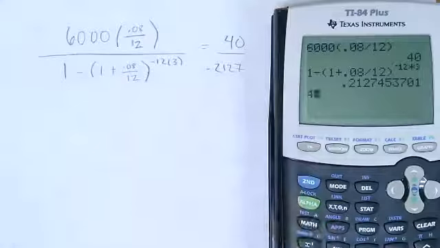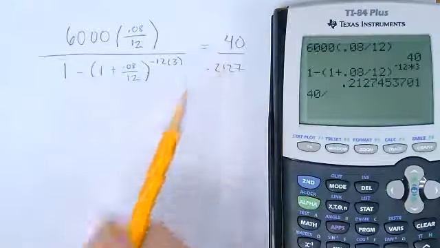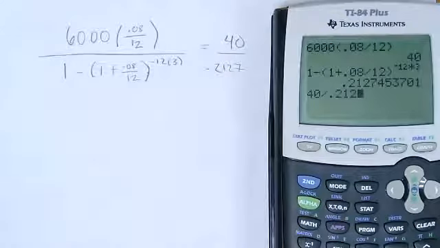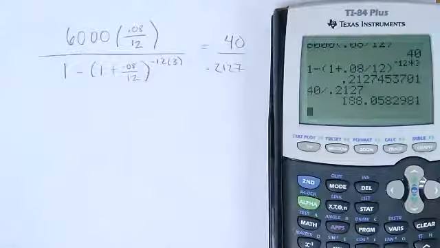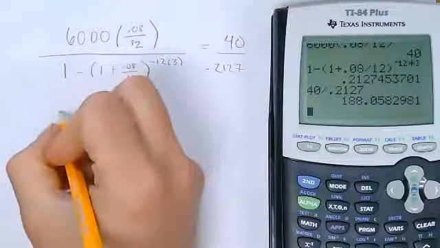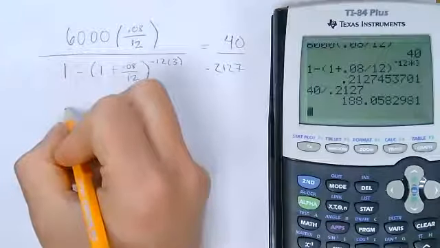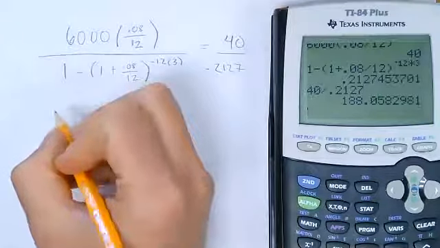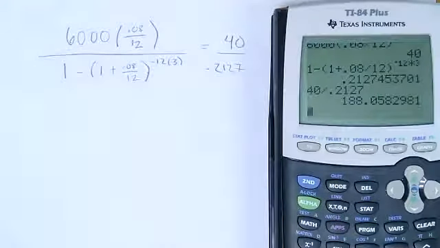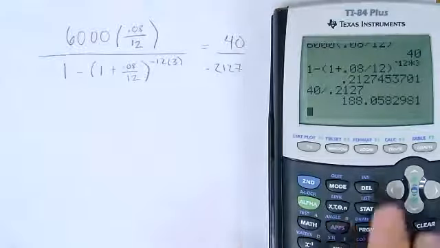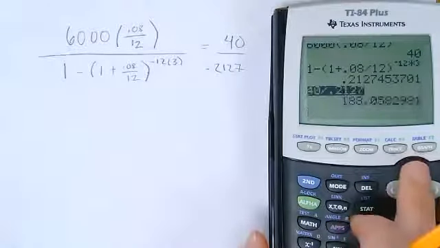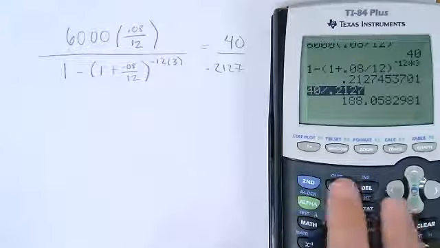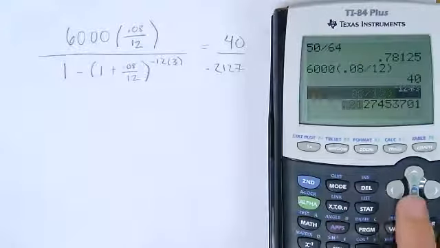Okay, so now I'm going to go 40 divided by 0.2127. Press answer, and I get a rough payment of $188.05. Now, you might notice that I got a slightly different answer on there. That's because I used this thing called, oops, there we go. Let me show you now.